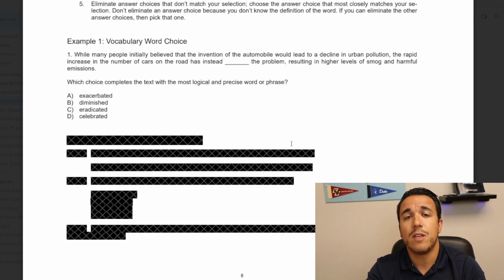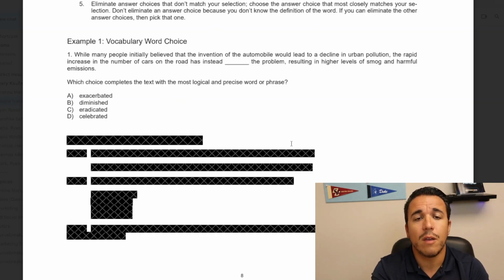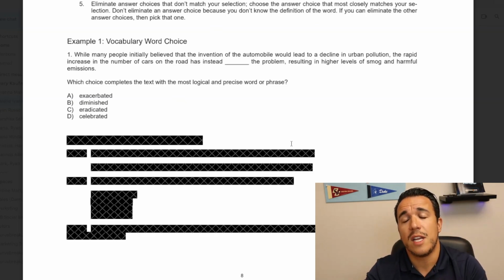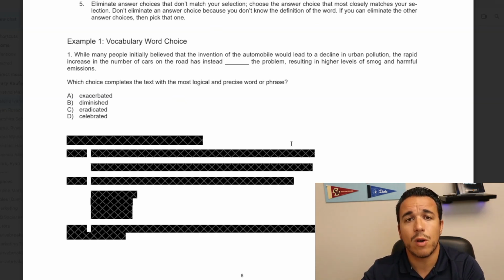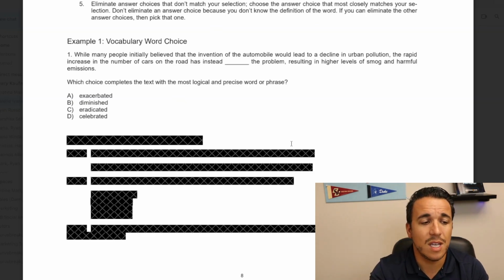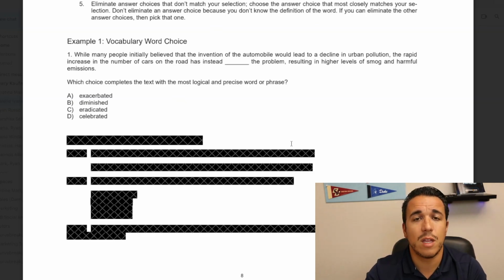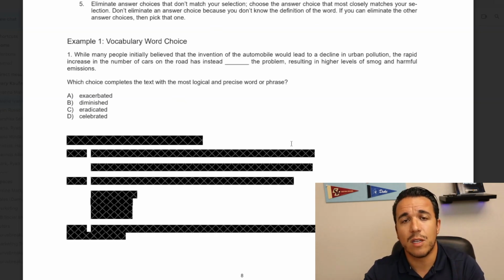All right, guys, hopefully you can see how this strategy works. We're looking for the keyword in the prompt. We're understanding the directionality of the prompt itself. Then we're looking to predict our own word for the blank, and then we're matching that word to the correct answer choice. As you can see here, it enabled us to eliminate 3 of them very easily and select the right answer. Even if we didn't know what exacerbated meant, we still would have gotten it. Now, this is how powerful strategy can be on the digital SAT.